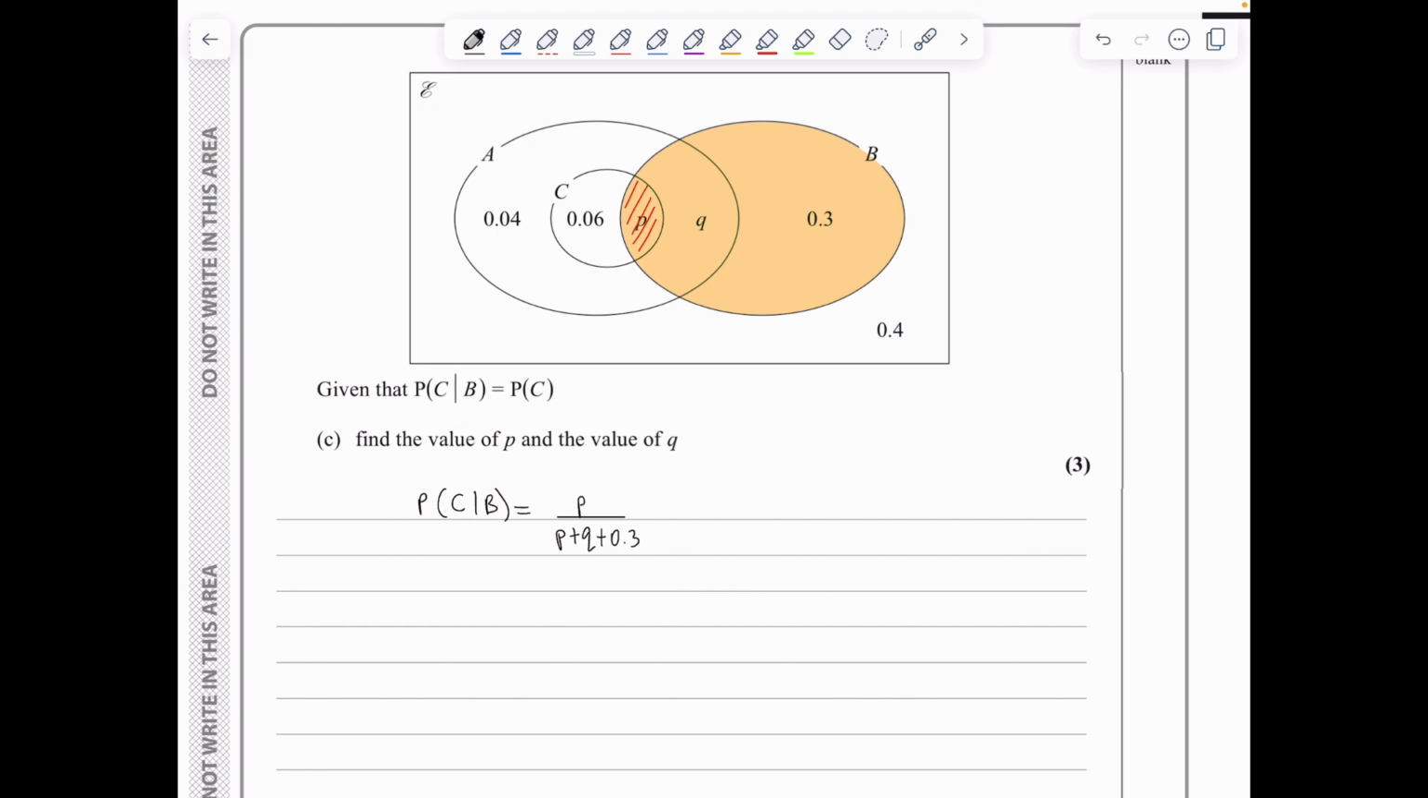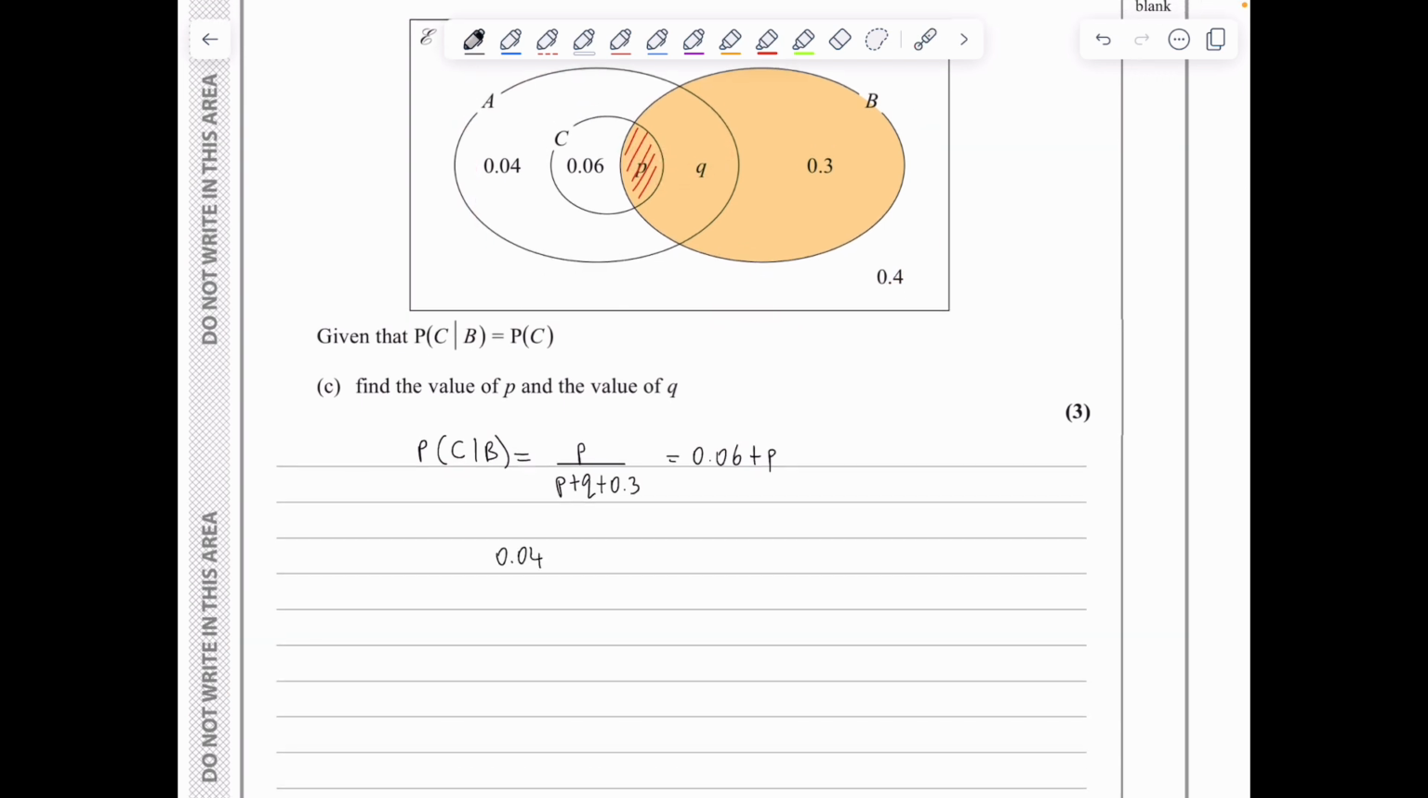Now, this is known to be equal to the probability of C, and we can see that the probability of C is the 0.06 plus P. So we've got 0.06 plus P on the right-hand side. Now, we also know that the sum of the probabilities should be 1. So we've got that 0.04 plus 0.06 plus P plus Q plus 0.3 plus 0.4 is equal to 1. And therefore, we get that P plus Q plus 0.8 is 1. So P plus Q is 0.2.